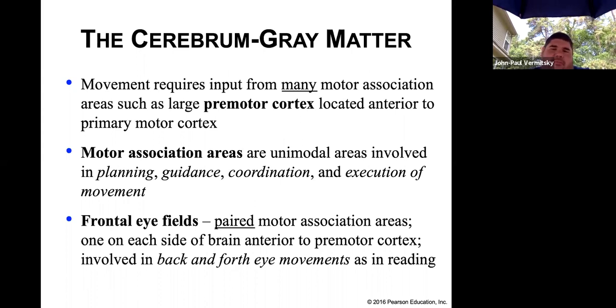Movement requires input from many motor association areas, such as a large premotor cortex located anterior to the primary motor cortex. These motor association areas are unimodal areas involved in planning, guidance, coordination, and execution of movements. You also have the frontal eye field. This is paired motor association areas, one on each side of the brain, anterior to the premotor cortex. And this is really involved in the back and forth eye movements, which is a very important sensory function, and in this case would be very important, such as in reading.